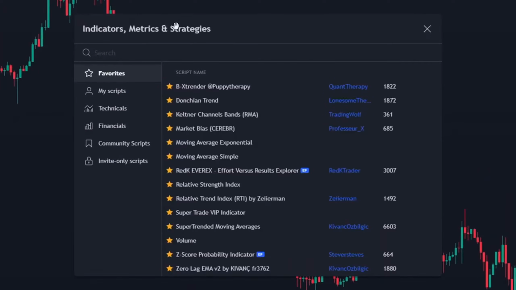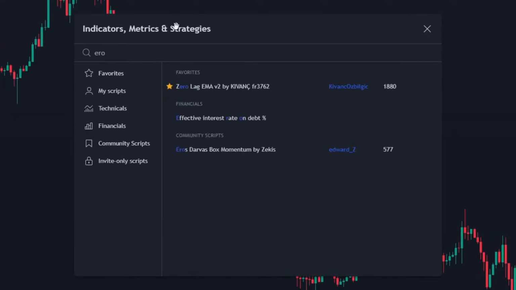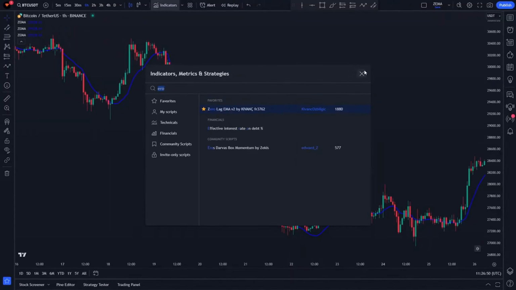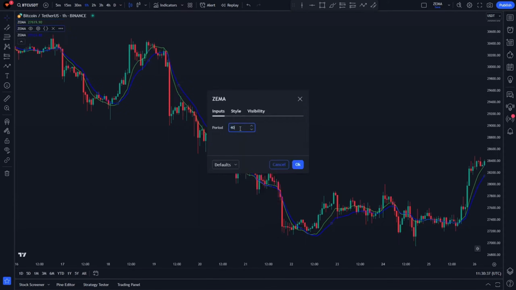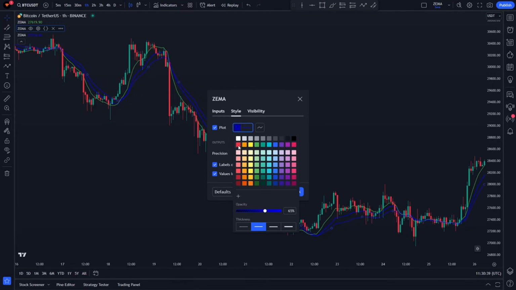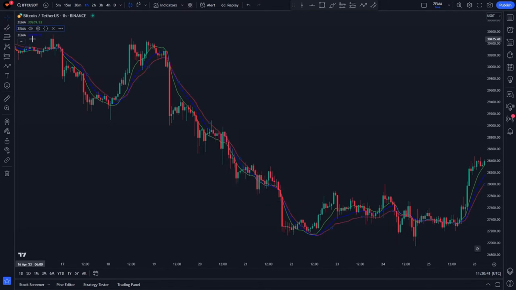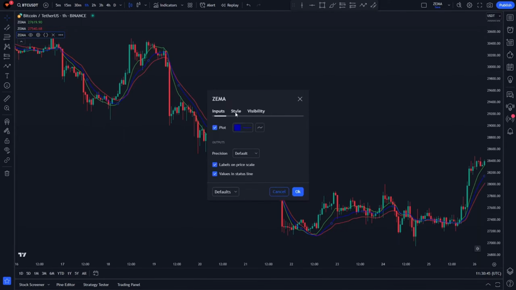Open the Indicator tab and search for Zero Lag EMA version 2, made by Kıvanç Özbilgiç. We need 3 lines, so you need to click 3 times. In the settings, change the period of the first ZLEMA to 20 and change the plot color to green. Change the period of the second ZLEMA to 40 and change the plot color to red. Change the period of the third ZLEMA to 60 and change the plot color to blue.